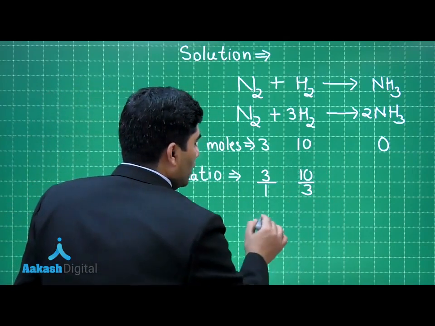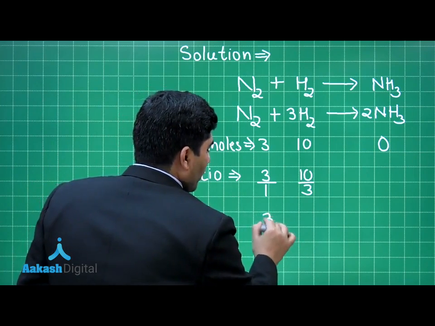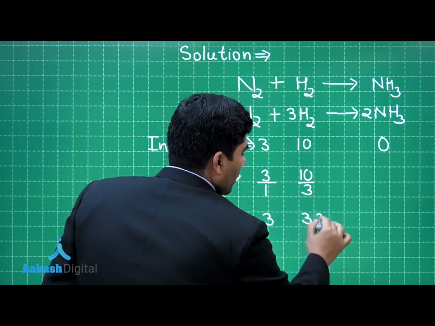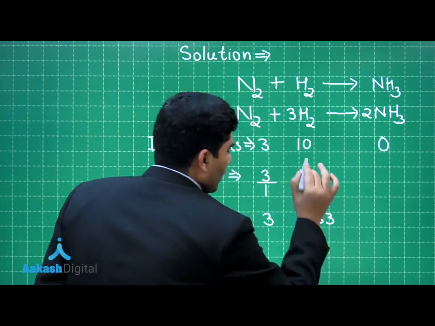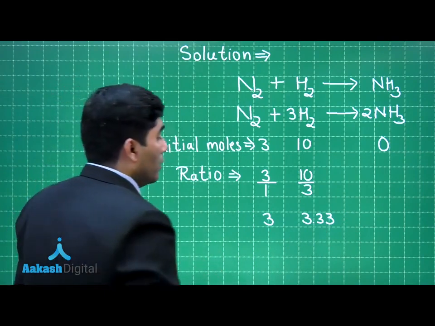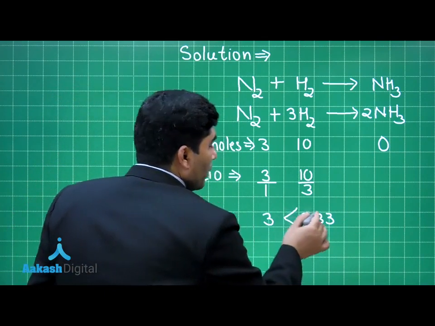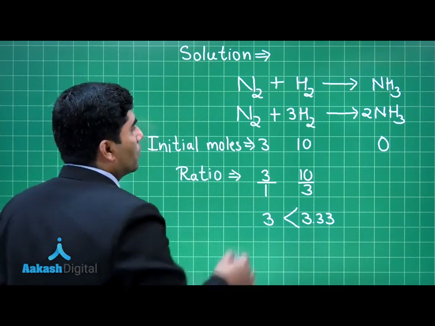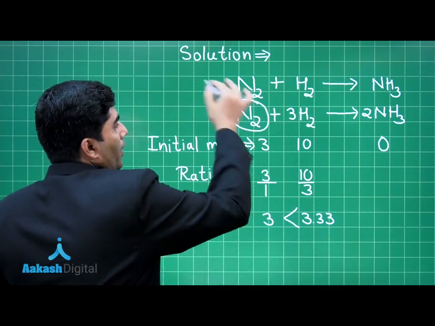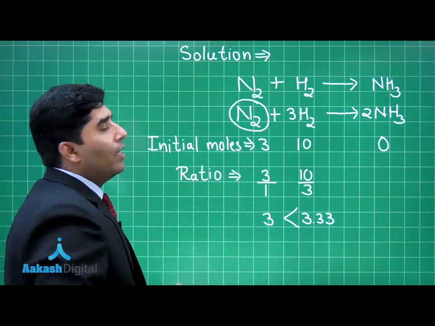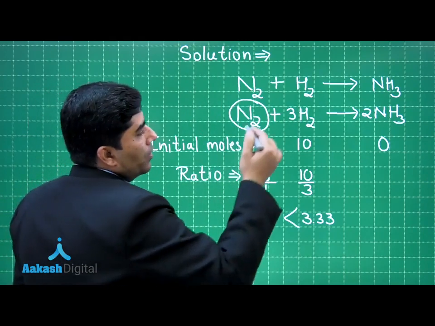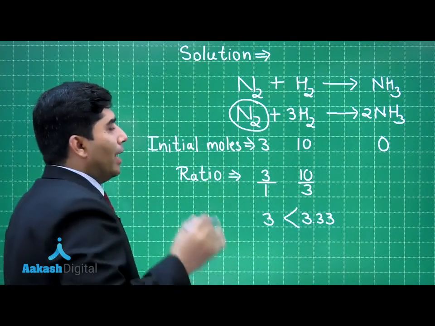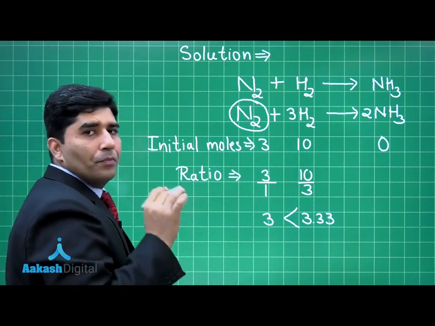Let's solve it. So it will be 3 and this is equal to 3.33. So which is bigger and which is smaller? 3.33 is bigger than 3, right? It means that nitrogen is the limiting reagent. Means the amount of ammonia that will form will depend on the amount of nitrogen we have, right?